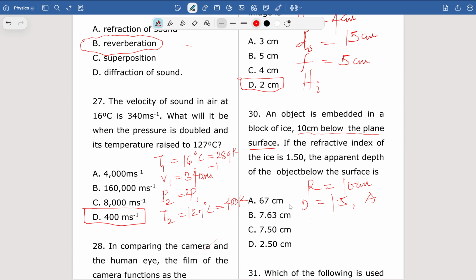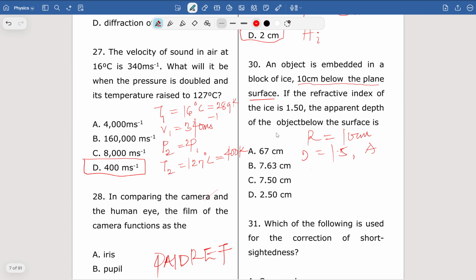So 6.6, I believe this is probably a mistake here. The value cannot get up to 67 centimeters in this question. So that's 6.67 or 6.7.